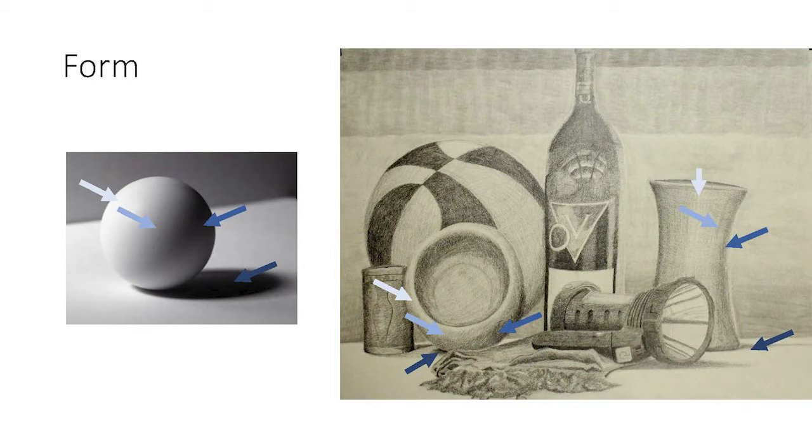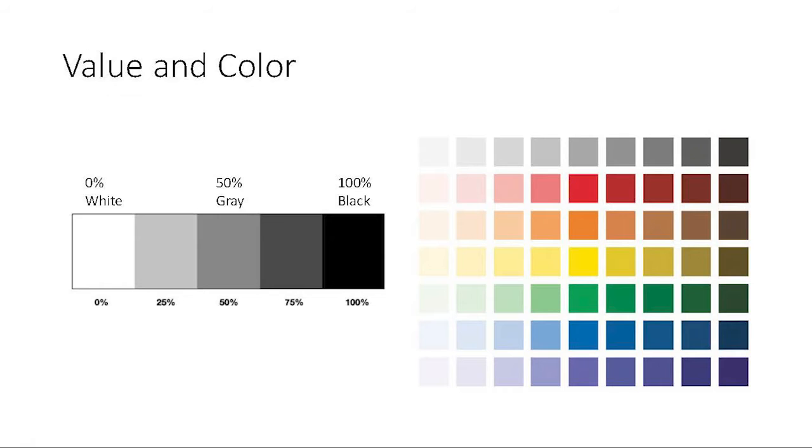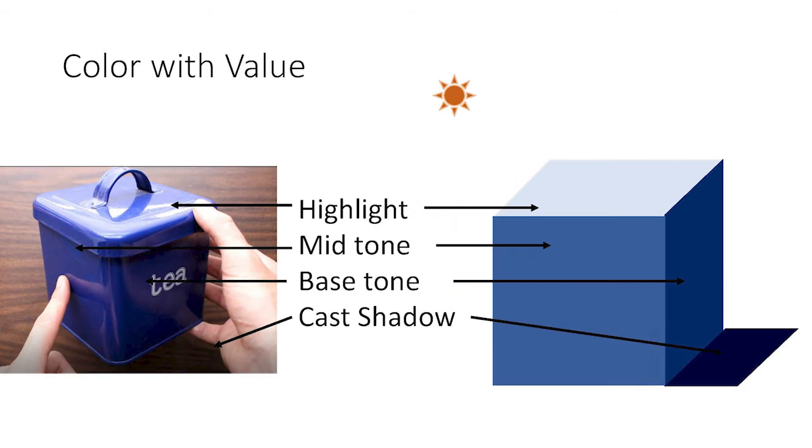Now that we understand the basics of value, we can apply these same ideas to the use of color. Replacing that 50% gray with a color, we can create a full range of value, again going from white into black. So looking at our cube example once again, we can see that our highlight is nearly white with a tint of blue. Our midtone is that 50% range and is the actual blue color of the object itself.